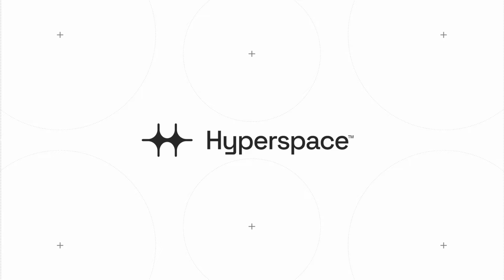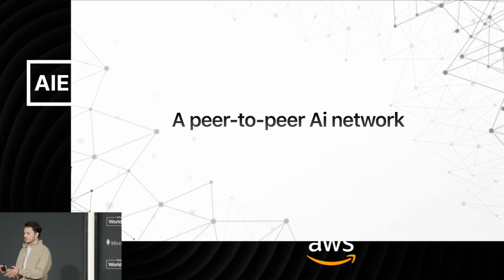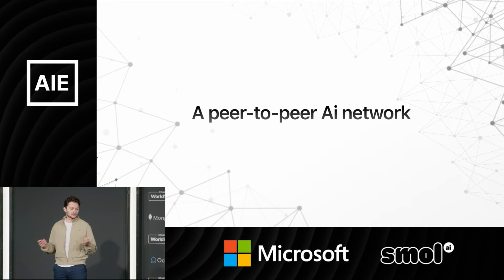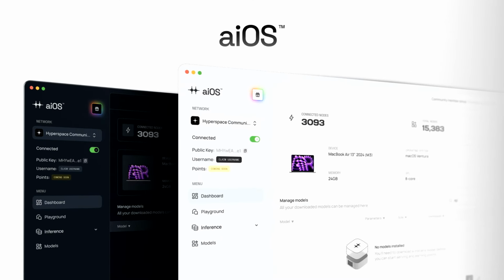Today, I'm going to be announcing a new product we've been working on at Hyperspace. A little bit about us. We are a decentralized AI network. We have no GPUs. We're building a community who takes the resources from their personal computer and contributes to our decentralized network. We have a product currently out called AIOS.